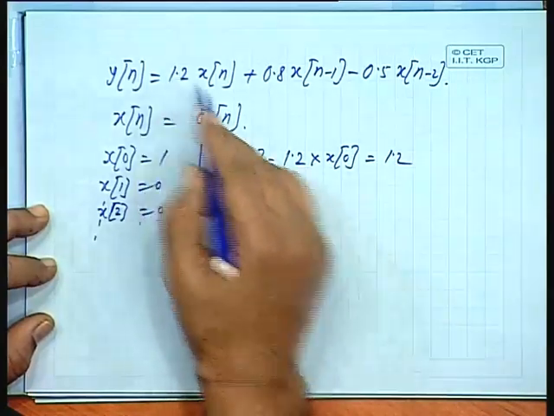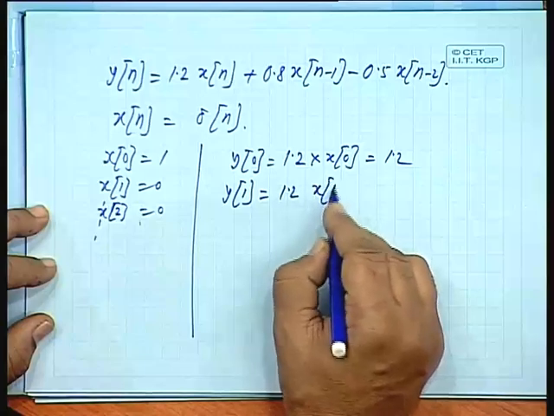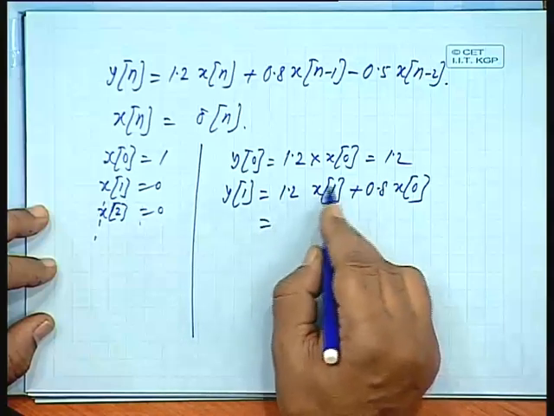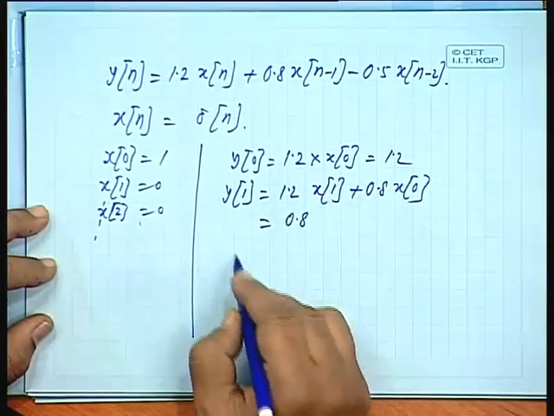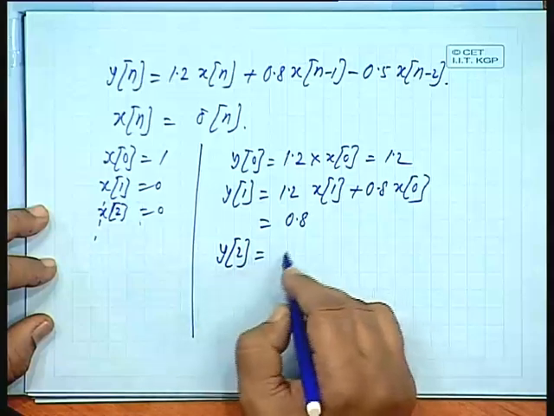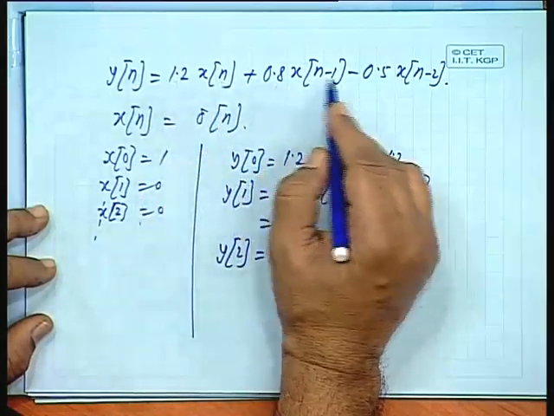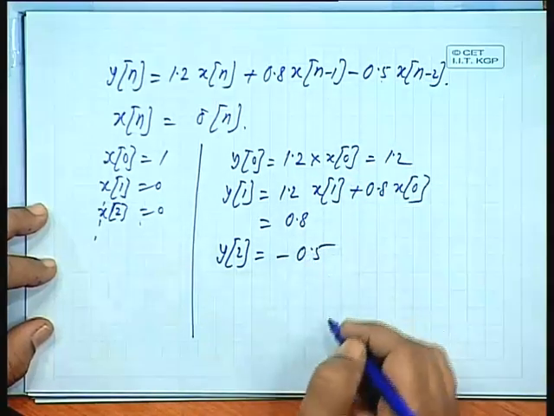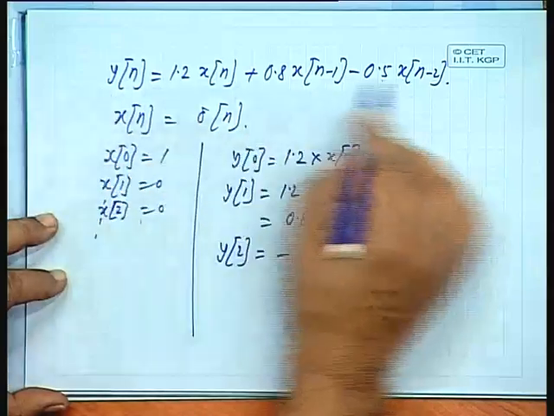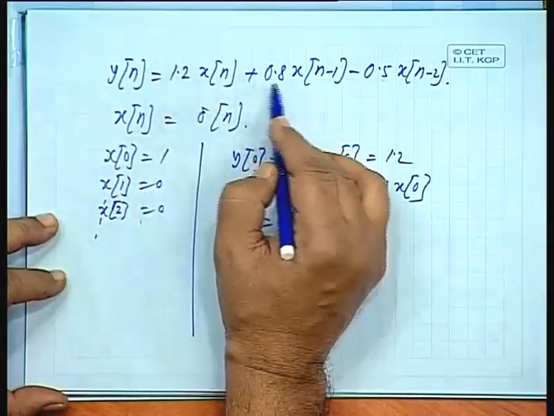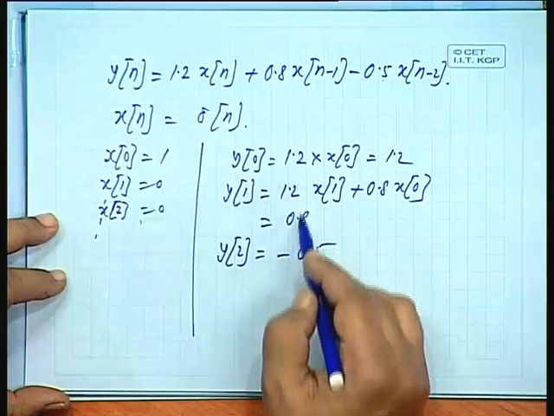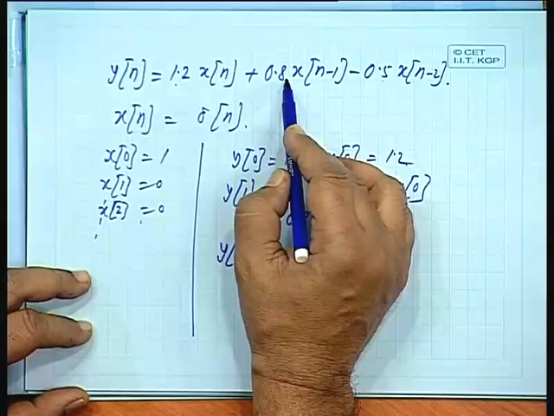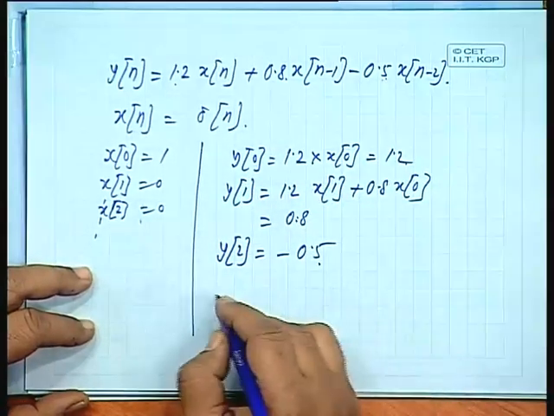What will be y1? It will be 1.2 into x at 1 plus 0.8 into x at 0, which will be, this will be 0, but this will be 0.8. y2 will be similarly 1.2 into 0, 0.8 into 0 and minus 0.5 into 1. So, for such a filter, these coefficients are nothing but the sequence of impulse response: 1.2, 0.8, minus 0.5. Basically this will be the coefficients of the impulse response. That is what we have also seen.